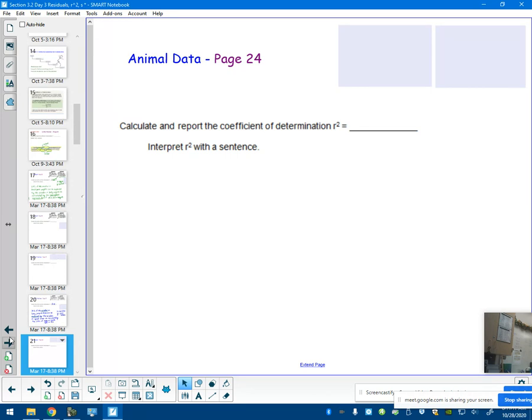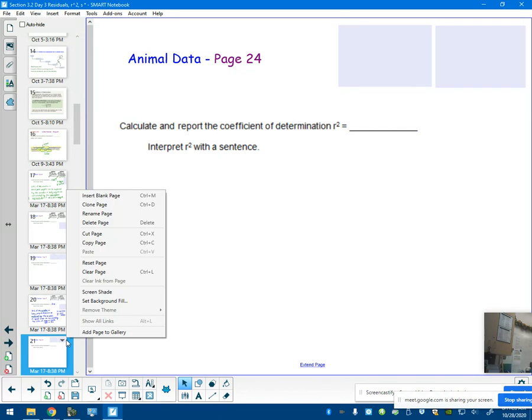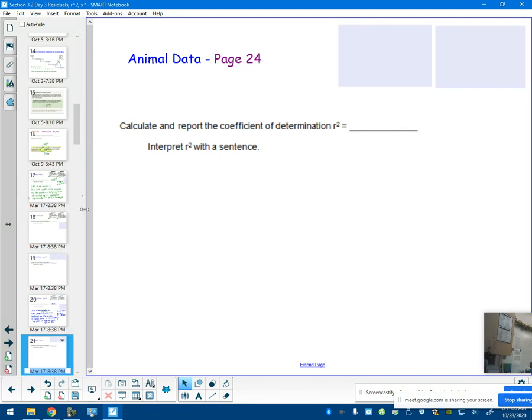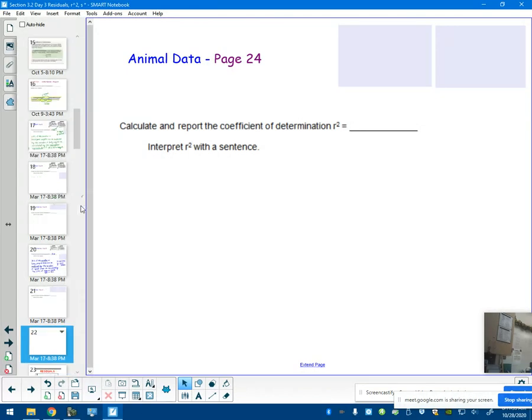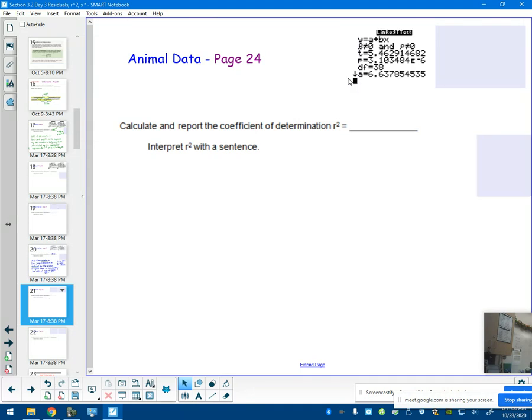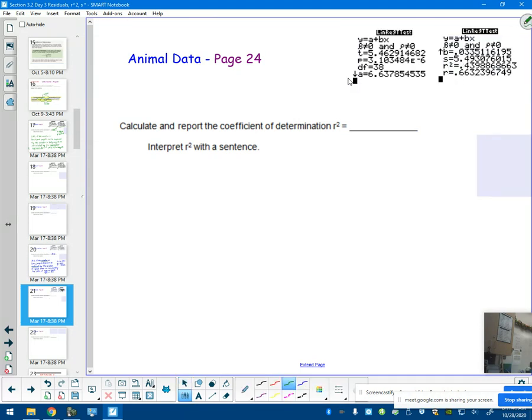All right, and now we're going to do the animal data with R squared. So we're turning to page 24. Okay, so our animal data, what was our X values? Gestation period in days. And our Y was our lifespan in years.